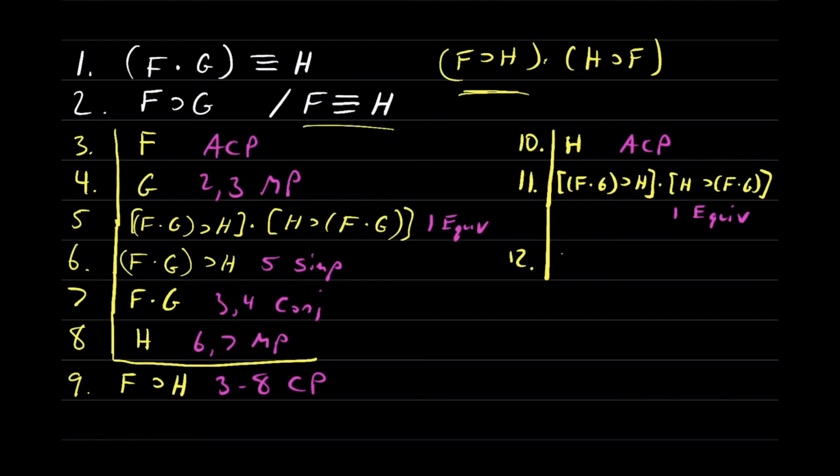So another fairly lengthy line here. H implies F and G, and F and G implies H. And because I ran out of room, I'm going to cite it below. So this is going to follow from line 11 by commutativity.